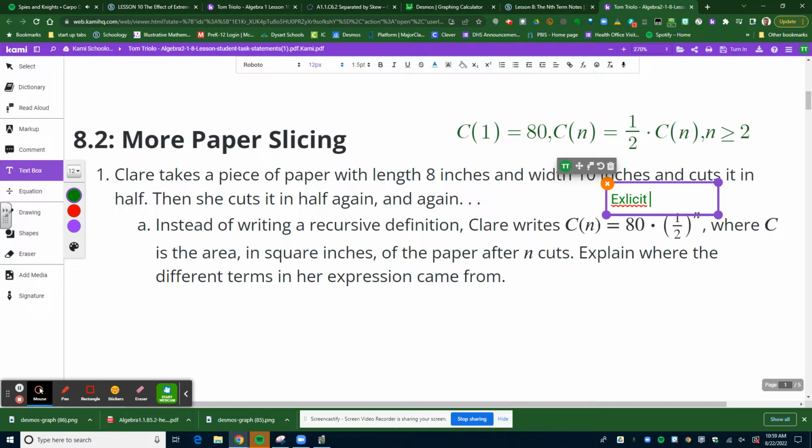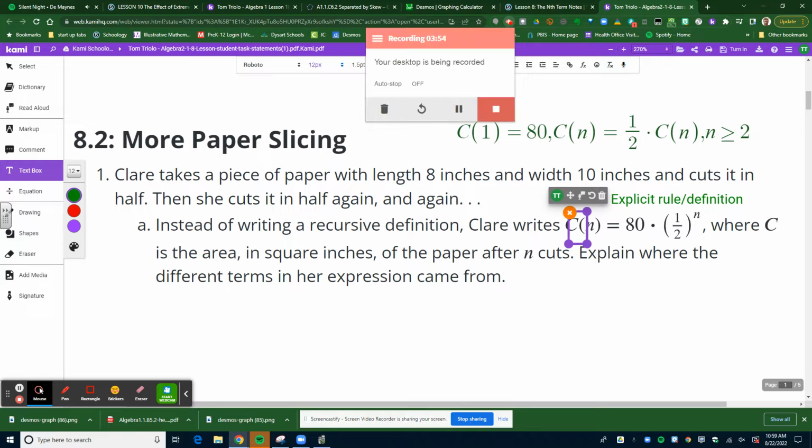Okay. I need an explicit rule or definition. So this publisher likes to use the word definition. Any other publisher I've seen use the word rule. Okay. So what I want you to do is explain where the different terms in the new explicit definition came from. I'll give you a hint. Look at the recursive rule. So just take a minute, see if you can pull those pieces together.